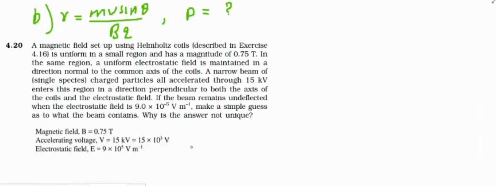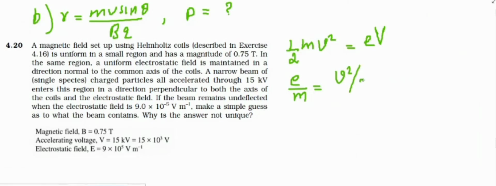There, you can see. Usually, we identify the particle with its e by m, charge to mass ratio. So here also we take the same concept. We have kinetic energy of the particle, half m v square, is equal to eV, where e is the charge of the particle. Now from there you can find the value of e by m. e by m is equal to v square upon 2V.